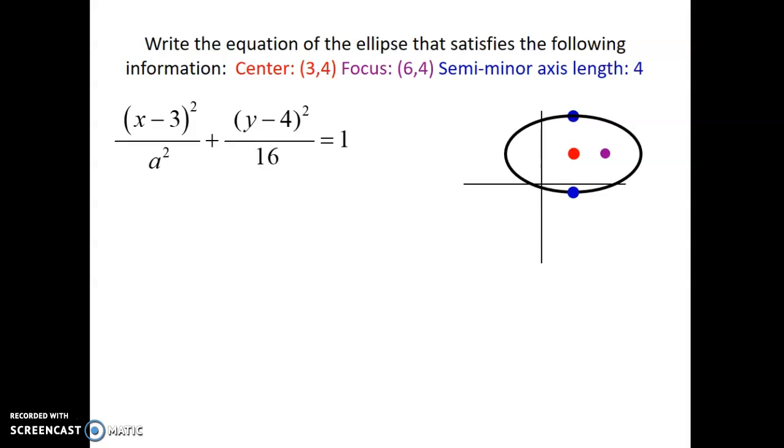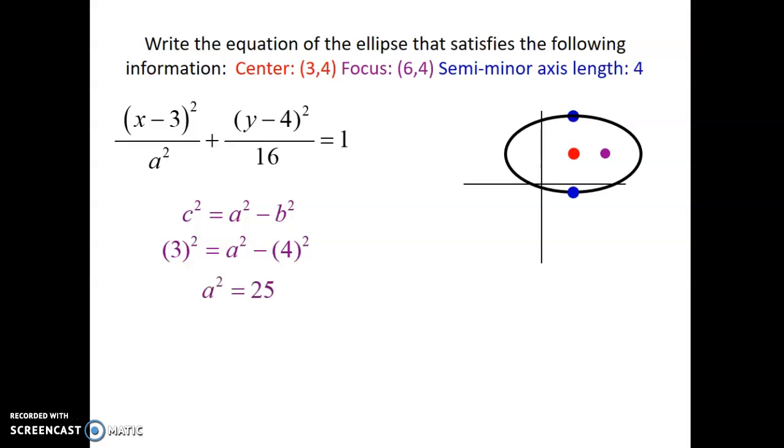Here's where the focal distance formula comes into play. If you remember from yesterday, it is c squared equals a squared minus b squared. We put in what we know. The b value is 4, and the c value, the distance between the center and the focal point, isn't given to us, but because we can count from 3 to 6, it is 3. So we square both those and add, sorry, and we find that a squared is equal to 25.